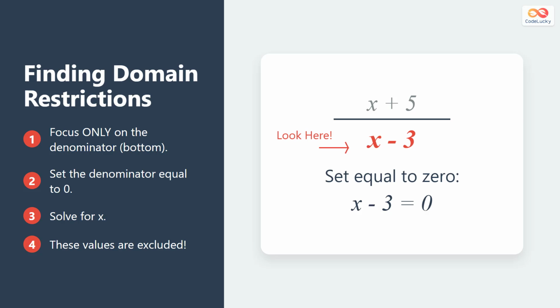So how do we find these forbidden numbers? It is a simple four-step process. Step 1, ignore the top of the fraction. We only care about the denominator. Step 2, take that denominator and set it equal to 0. Step 3, solve that little equation for x, and step 4, the values you find are the restrictions. These are the numbers x cannot be.